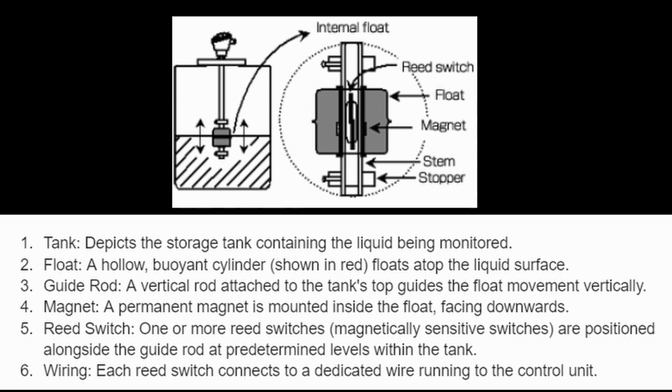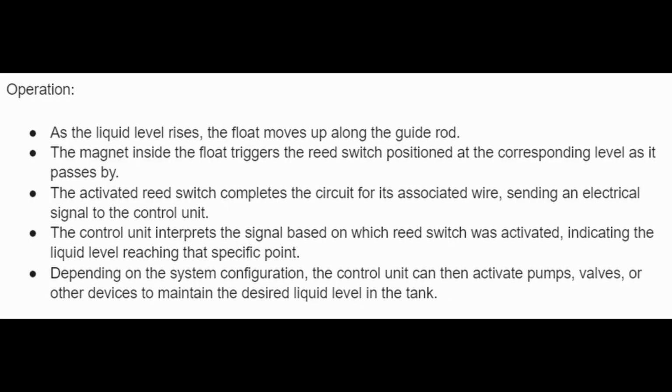5. Reed switch. One or more reed switches, magnetically sensitive switches, are positioned along the guide rod at predetermined levels within the tank. 6. Wiring. Each reed switch connects to a dedicated wire running to the control unit. Operation. As the liquid level rises, the float moves up along the guide rod.